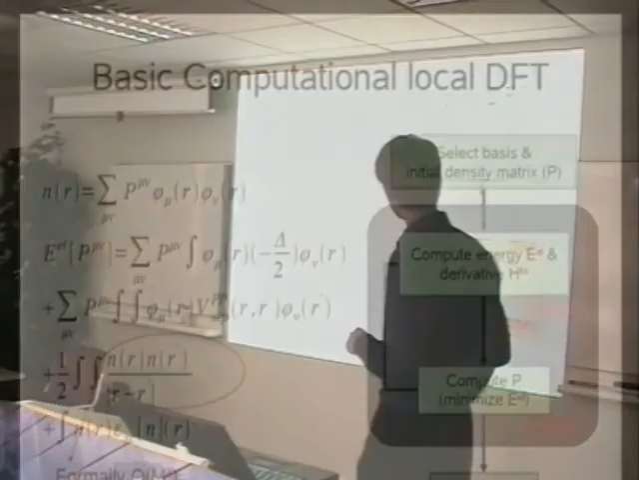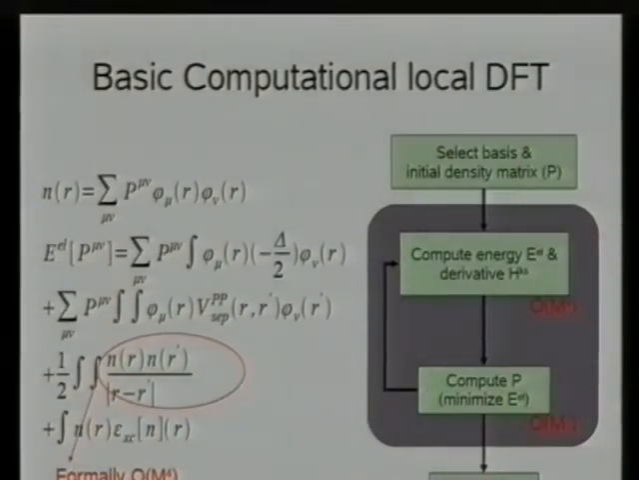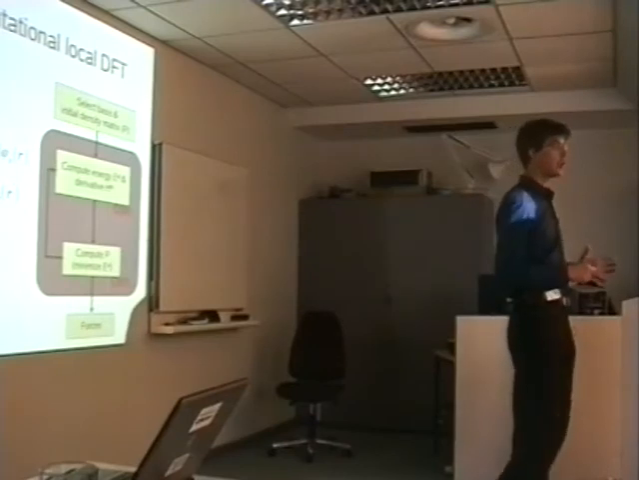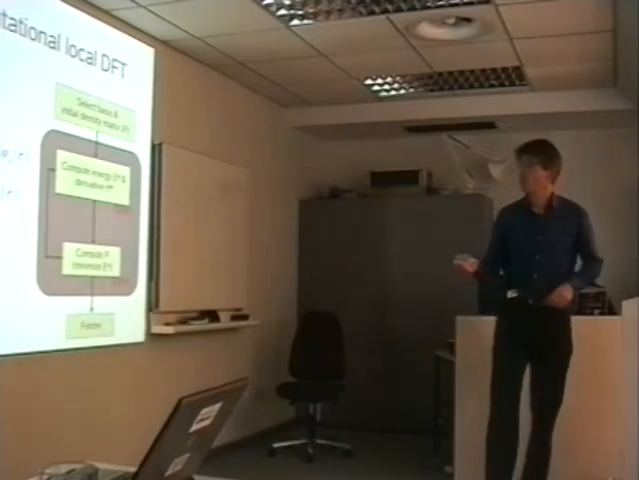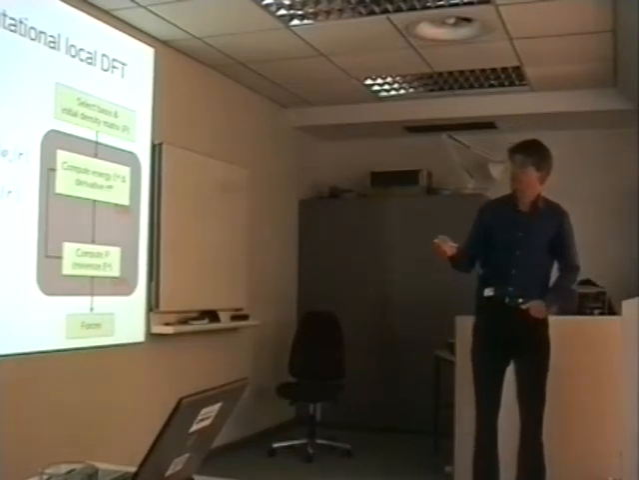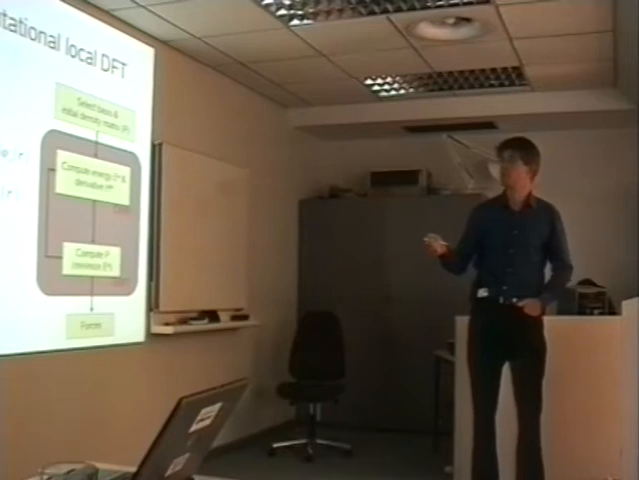Now, I want to focus on basic computational DFT. So the thing that these codes are trying to compute is a total energy, this E here, that is a function of a matrix of unknowns, the P. The P is called the density matrix. E is the total energy.